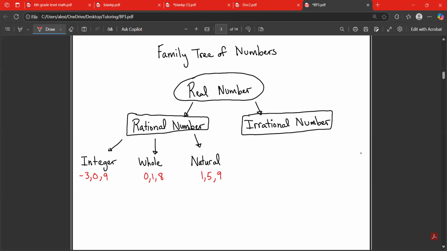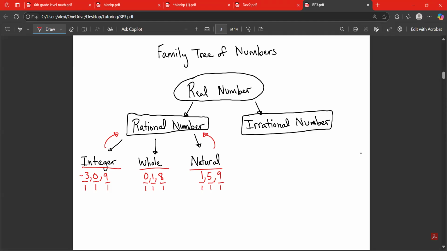Very good. All of these can be written like a fraction because I can put them over 1. You see how I just put my fraction bar and put them over 1? That's why they're all rational numbers. Integers, whole numbers, and natural numbers are not decimal numbers. They are not decimal numbers. They have a 1 in their denominator.